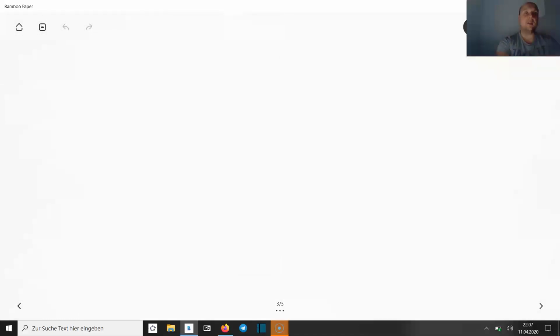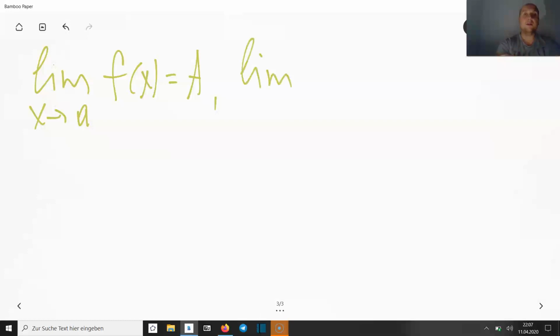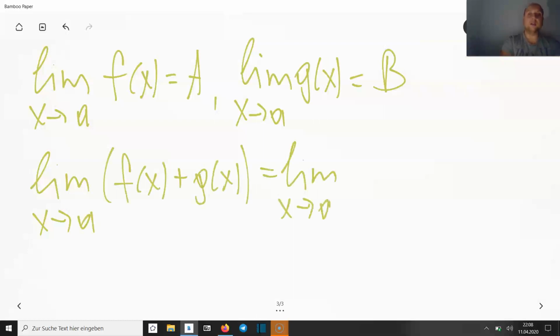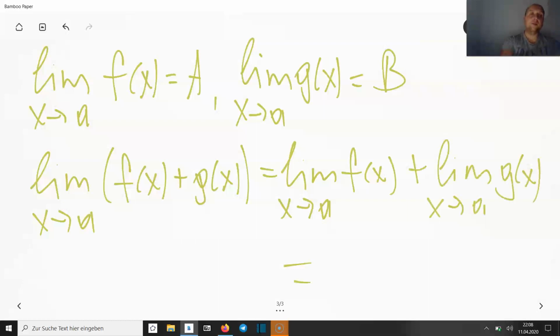So the sum rule of the limits would say, if we have a limit x towards a of f of x, which is capital A, and if we also have a limit x towards a of g of x, which is capital B, then the limit x towards a of the sum f of x plus g of x would be equal to the limit x towards a of f of x plus the limit x towards a of g of x, if and only if those two limits are given, but this is the assumption, and that would be equal to A plus B.